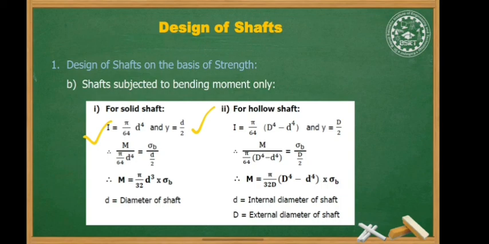So put these values in the previous equation, that is M by I equals sigma b by y. So you will get the value of moment as M equals pi by 32 d cube multiplied by sigma b. Similarly, for a hollow shaft, you will get M equals pi by 32 d into bracket D raised to 4 minus small d raised to 4 multiplied by sigma b. These two equations are very important for solving the problems, so keep the equations in your mind.